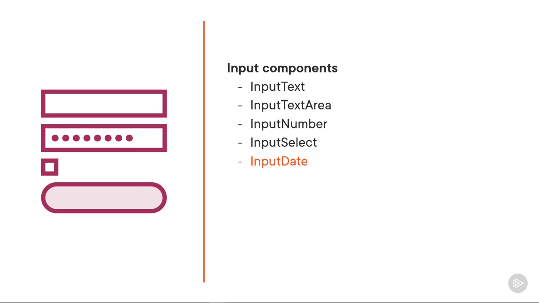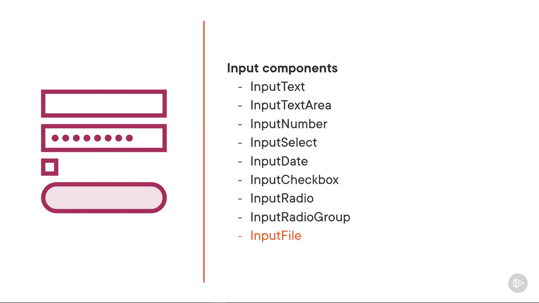Input select creates an HTML select, so a drop-down, and I think you can imagine what the input date will do. Next, you have the input checkbox, input radio, and input radio group. The latter allows us to group a number of input radio components, and only one can be selected within the group. Finally, we have the input file, which allows us to create a file upload in our Blazor apps.